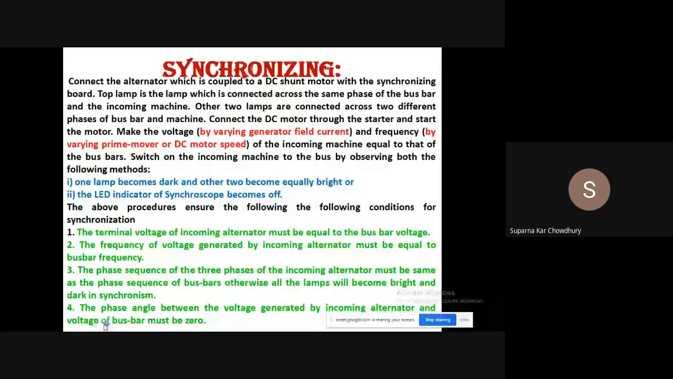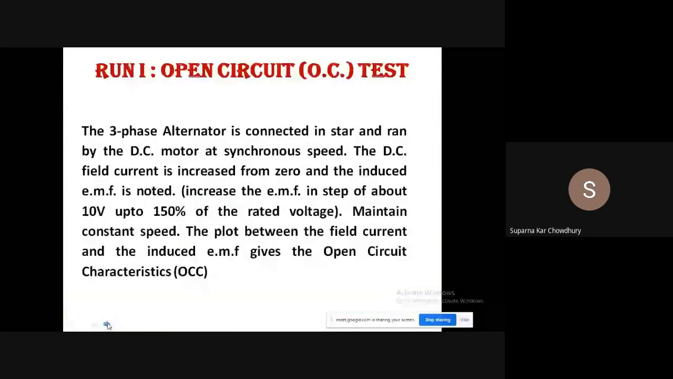The other tests do not require synchronization. Now the different runs: the first run is the open circuit test. For the open circuit test, we do not have to synchronize, but we run the alternator at synchronous speed by the prime mover. We vary the field current so that the EMF is varied in steps of about 10 volts, up to 150% of the rated voltage. The plot between the open circuit voltage and the field current gives you the open circuit characteristic.